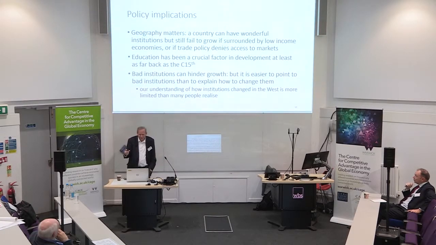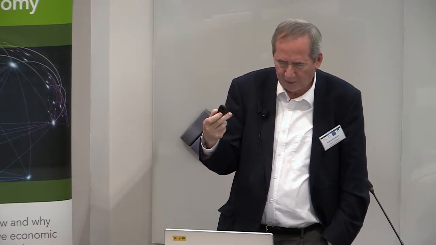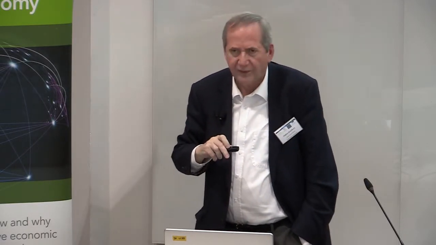One of the interesting things, though, as we've delved into this, is that it's relatively easy to point to bad institutions, much harder to explain how you actually change them. And I think one of the reasons for that is that we don't understand very well at this point how institutions got better in the West. If we were to go back 400 or 500 years in the West, you'll see institutions like in Zimbabwe or whatever, but in Britain, France, Italy, and so on. And that's, I think, something we really need to prioritize, understanding that.